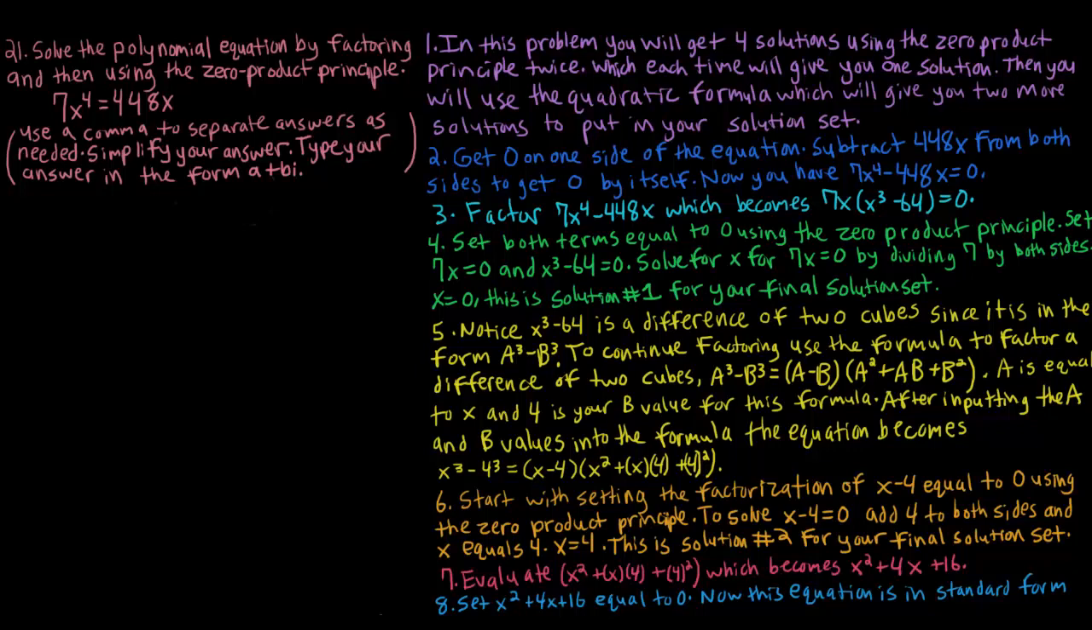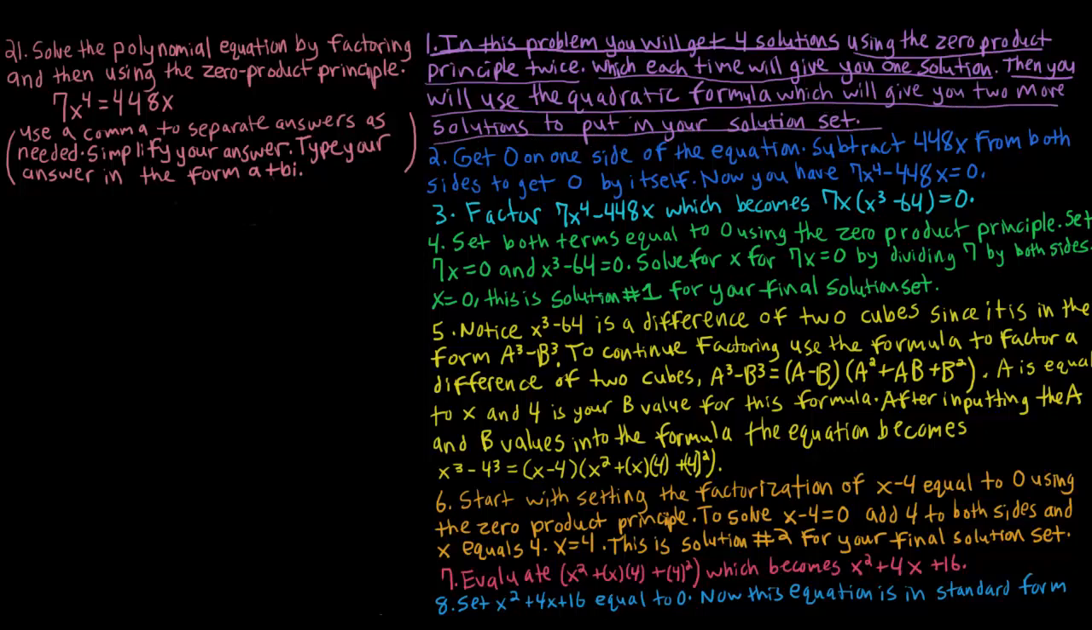So this problem is pretty long, but if we take it step by step, it'll be okay. The first thing we need to know is step 1. In this problem, we'll be getting 4 solutions, and we'll get them using the zero product principle twice. So we'll use the zero product principle to get 2 of our solutions, and each time we use the zero product principle, we'll get 1 solution. Then you'll use the quadratic formula, which will give you 2 more solutions to put in your final solution set.